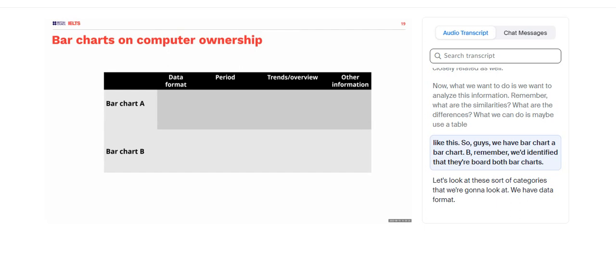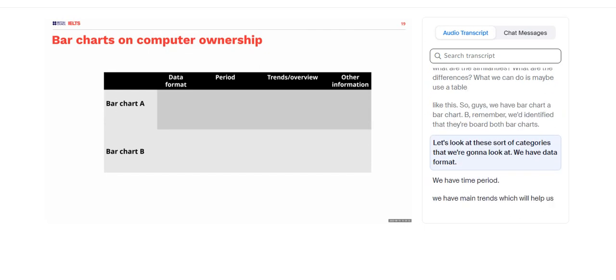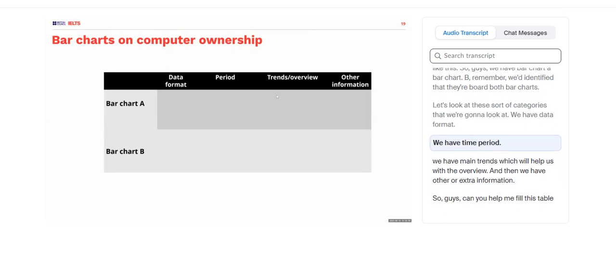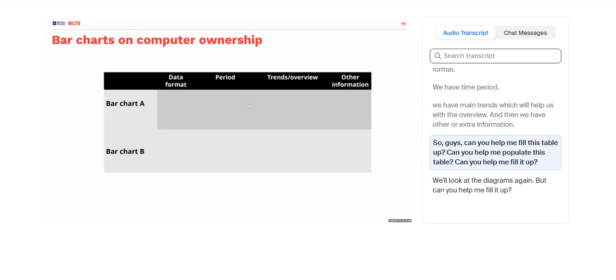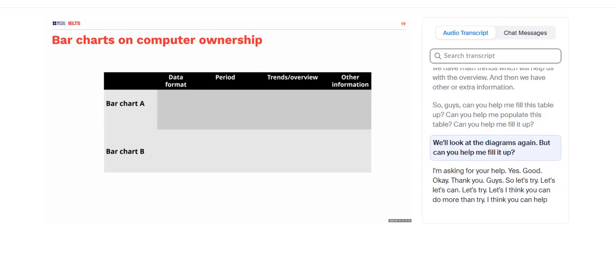like this. So guys, we have bar chart A, bar chart B. Remember, we identified that they're both bar charts. And let's look at the categories that we're going to look at. We have data format, we have time period, we have main trends, which will help us with the overview, and then we have other or extra information. So guys, can you help me fill this table up? We'll look at the diagrams again, but can you help me fill it up?